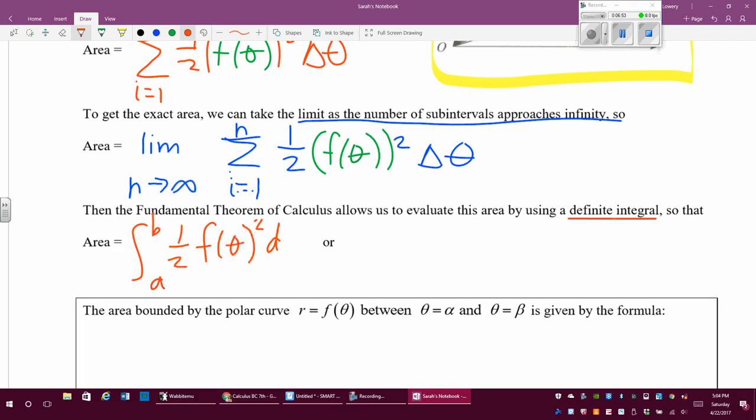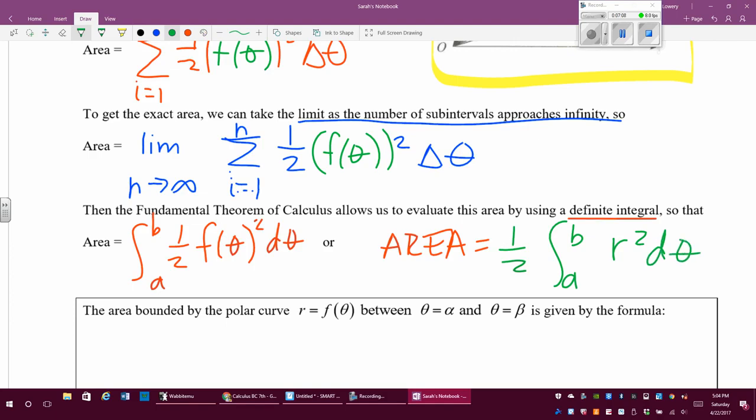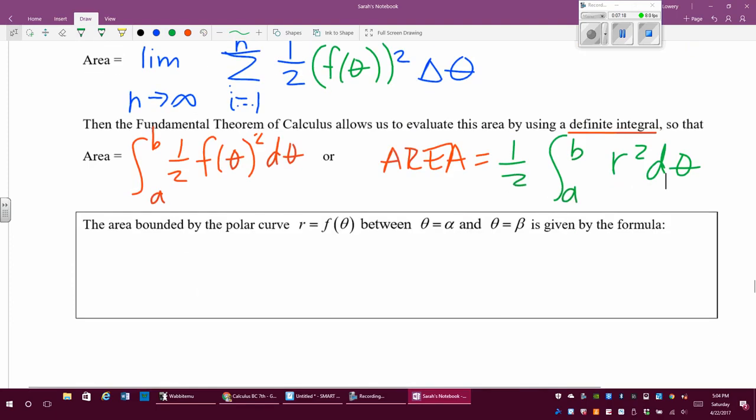squared d theta. Or in other words, we now have derived a formula that area is equal to 1/2 integral from A to B of r squared d theta. Now you might be going, well, why is it r squared d theta? Because again, our function is going to be some r of theta. So we've now got a formula for area.